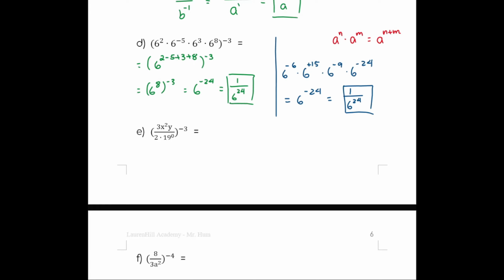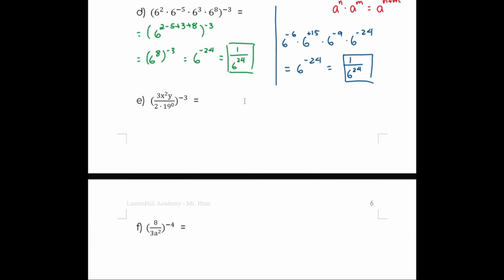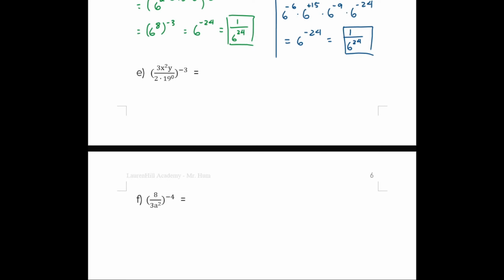Okay? Now, question E. This one looks kind of complicated. So we've got (3 to the x squared times y over 2) times 19 to the 0. The first thing I'm going to do here is just get rid of that 19 to the 0. 19 to the 0 is just 1. That's just the power of 0 law. Anything to the power of 0 is 1.